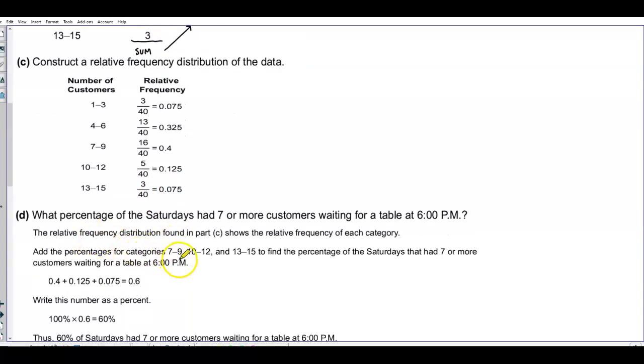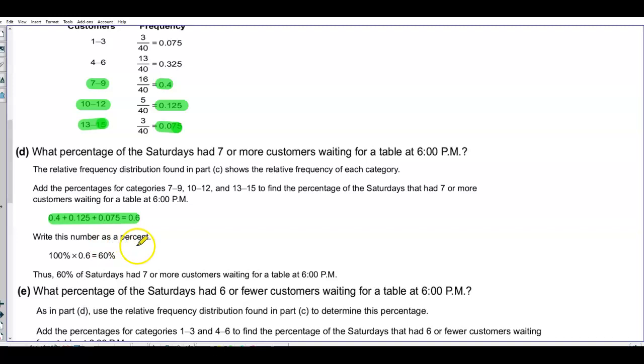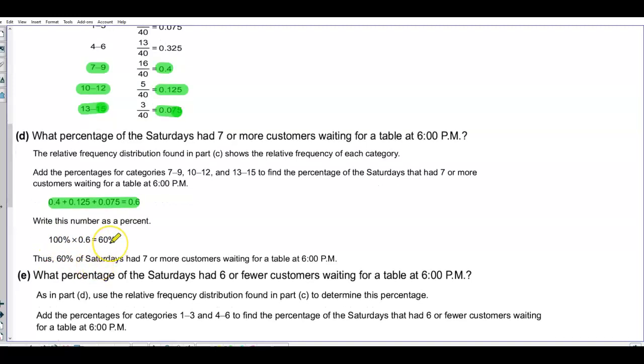The relative frequency distribution found in Part C shows the relative frequency of each category. We want to find what percentage of the Saturdays had 7 or more customers waiting for a table at 6 p.m. So for 7 or more, we have 0.4, and 10 to 12 and 13 to 15 are also more than 7. So we add up all of these numbers: 0.4 plus 0.125 plus 0.075 gives us 0.6. We want to write this as a percent, so we multiply by 100%, moving the decimal over twice. So we get 60%. That means 60% of Saturdays had 7 or more customers waiting for a table at 6 p.m.